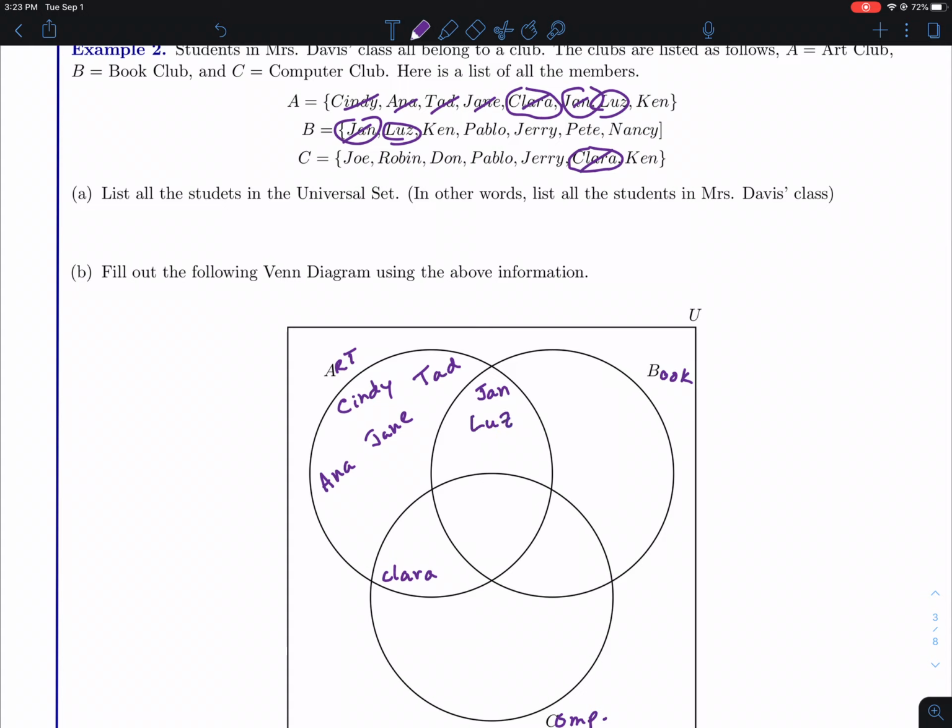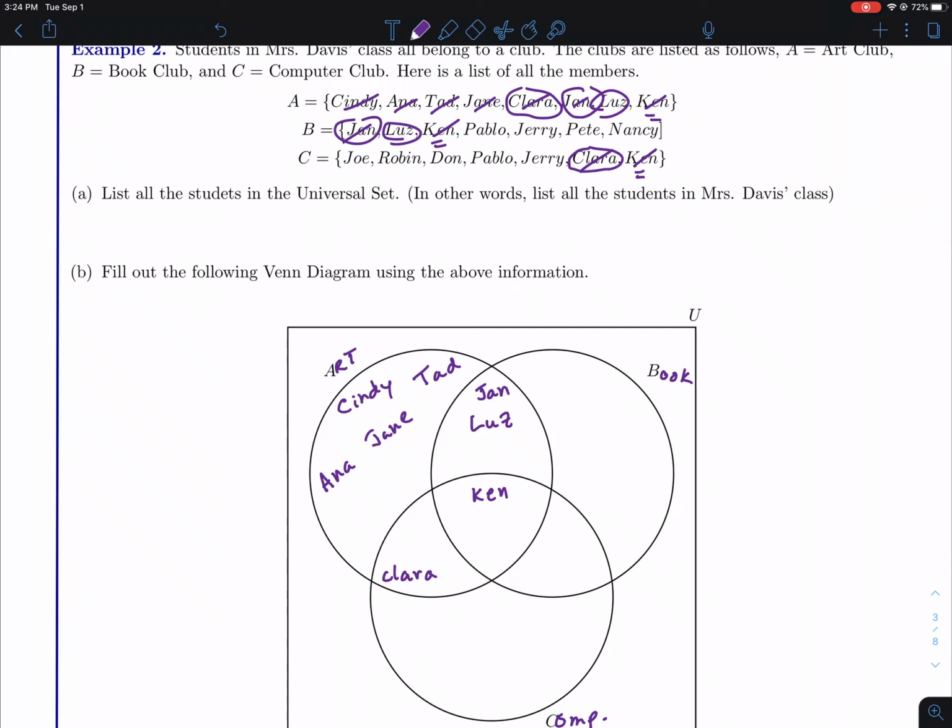And then finally, Ken appears to be in all three clubs. So Ken's here, here, and here. So let's put Ken in the middle where all three clubs intersect. So let's get rid of these guys. So that takes care of all the art club. So now let's start into the book club.